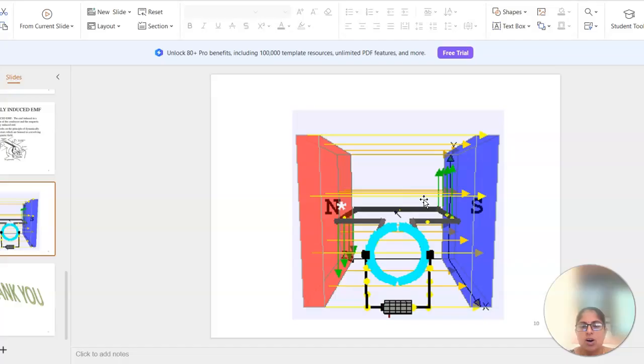So this is all about statically and dynamically induced EMF. In the next video, we will see the magnitude of statically induced EMF and the magnitude of dynamically induced EMF.